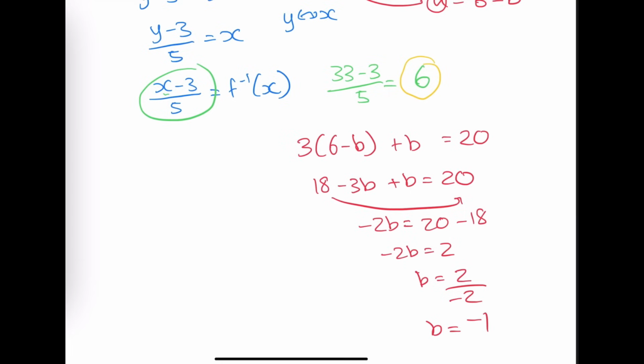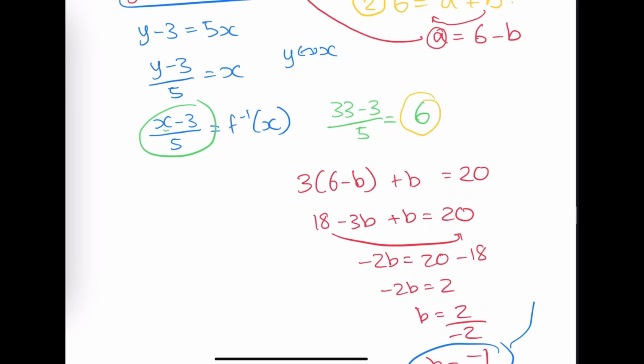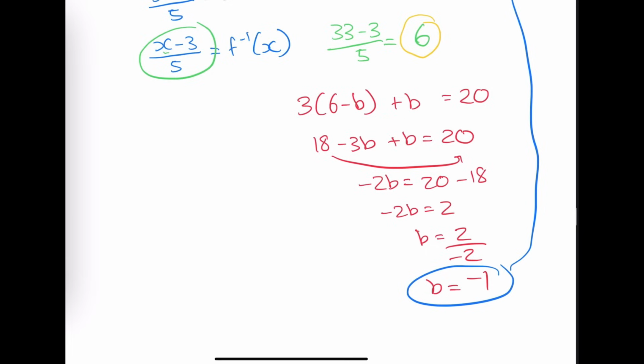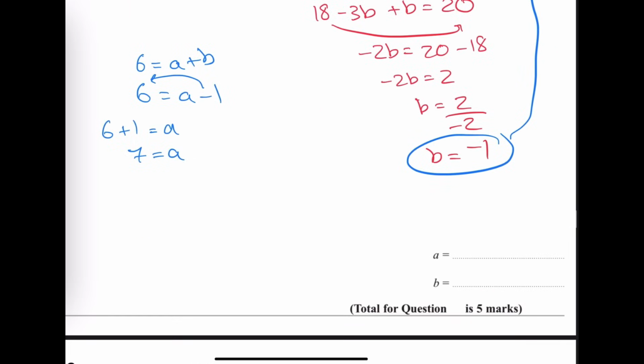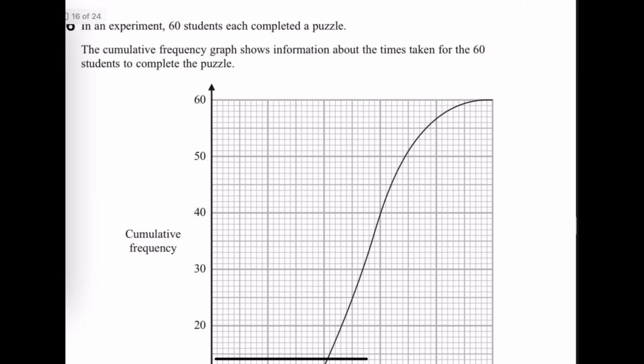Now so that we can find out what A is, we need to take this over here and put it back into this equation over here, which is 6 equals A plus B. 6 equals A minus 1. So now to find A, we're just going to put this to the other side. So 6 plus 1, so it's just 7. A equals 7. So we know that the answer is 7 for A and minus 1 for B.